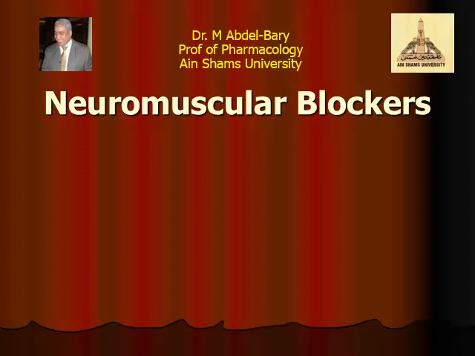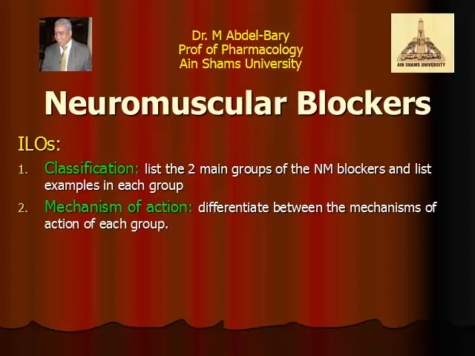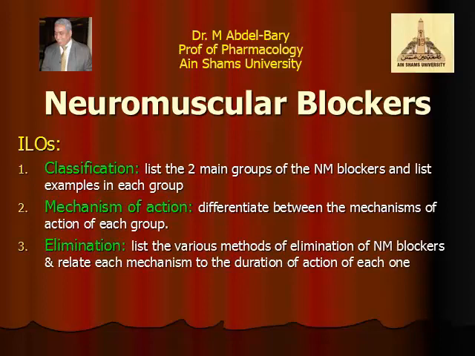This presentation is divided into two parts. By the end of the first part, the student should achieve the following intended learning outcomes, or in other words, he should be able to: 1. Classify the neuromuscular blockers into two main groups, and list examples in each group. 2. Differentiate between the mechanisms of action of each group. 3. List the various methods of elimination of the different members of the neuromuscular blockers, and relate each mechanism to the duration of action of each one.